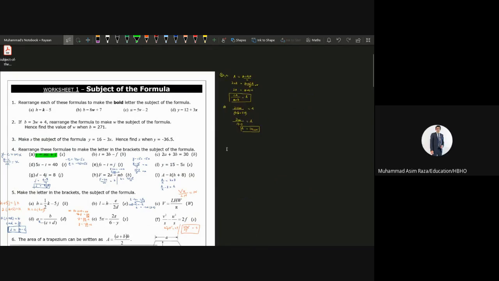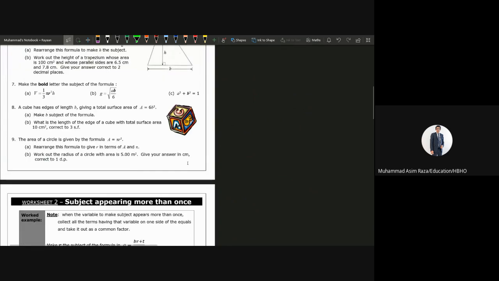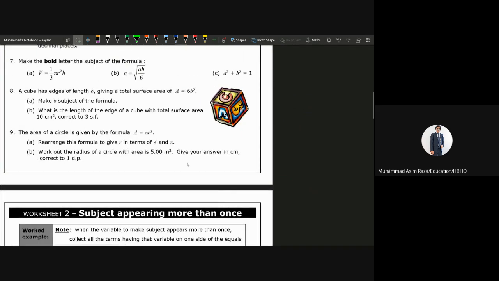Okay, let's do the next question. In the next question, it says to make the bold letter the subject of formula. For example, in question number 7, part A, you have to do it like this. Question number 7, part A, where V is equal to 1 over 3 pi r square h. Because you have to make r the subject of formula, take everything onto the other side, like 3V is equal to pi r square h. Now let r square be alone on this side and take pi and h onto the other side, and they will get divided over here.